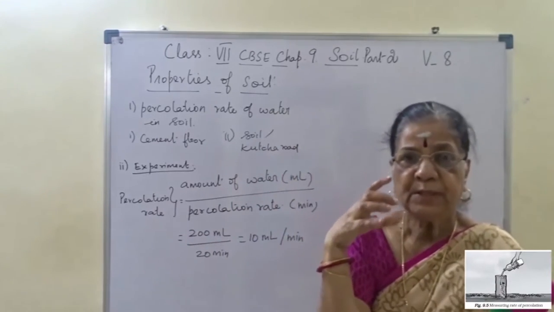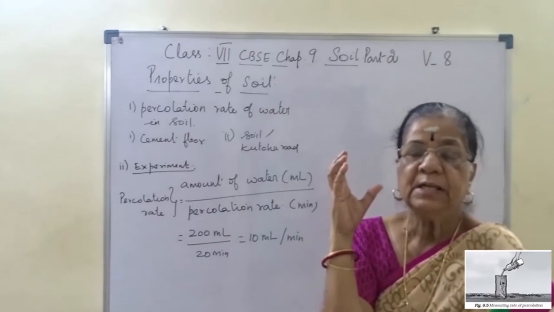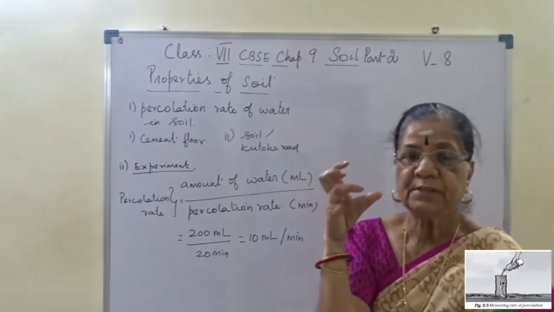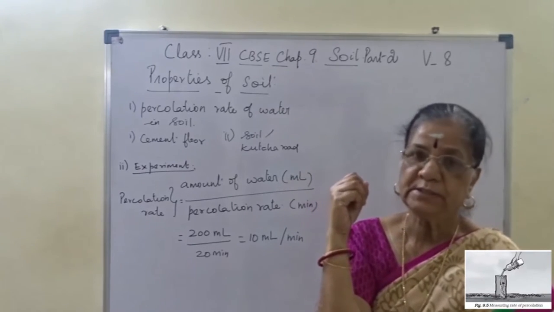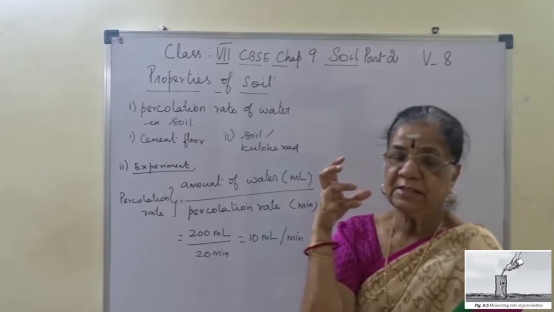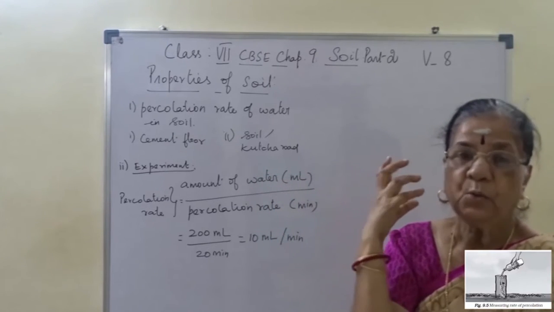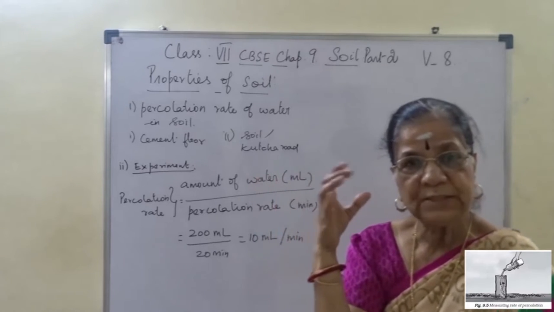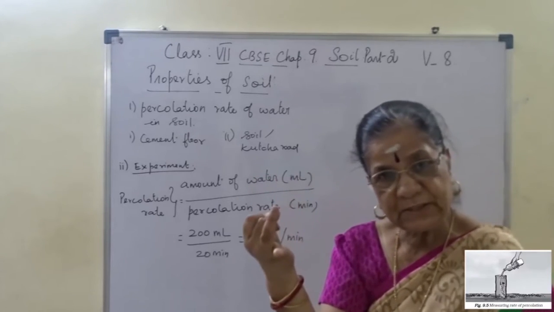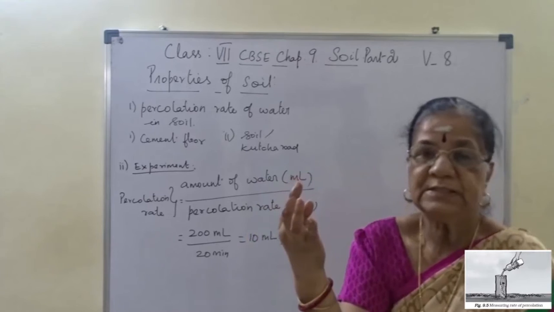This is percolation of water in the soil. And the property is called percolation of water. So it varies with different types of soil. What are the different types of soil? Sandy soil, clayey soil and loamy soil.